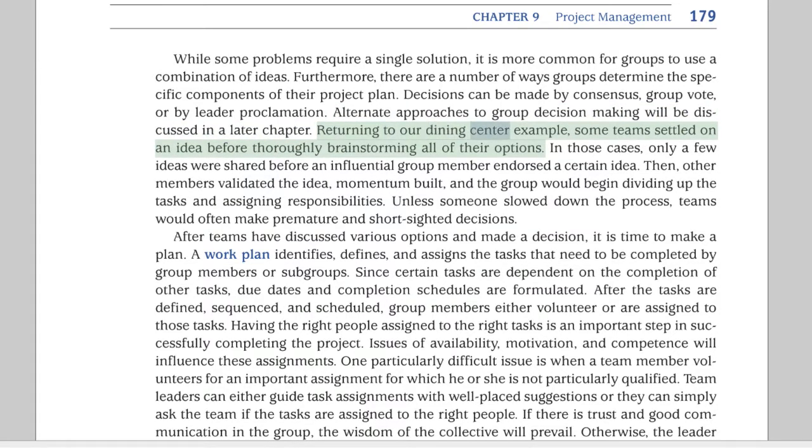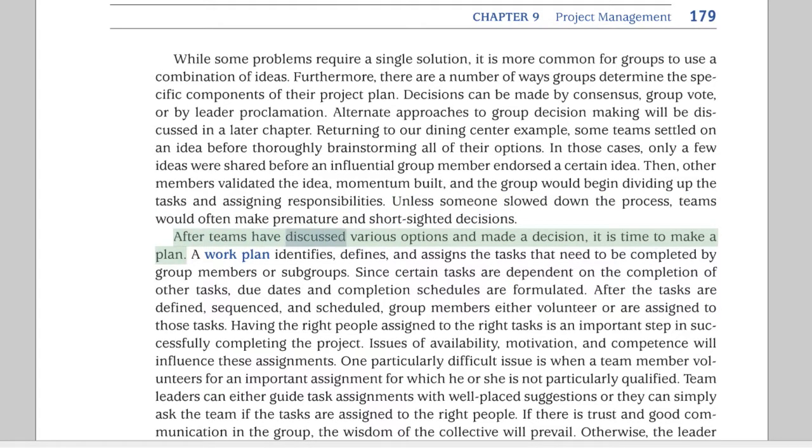Returning to our dining center example, some teams settled on an idea before thoroughly brainstorming all of their options. In those cases, only a few ideas were shared before an influential group member endorsed a certain idea. Then, other members validated the idea, momentum built, and the group would begin dividing up the tasks and assigning responsibilities. Unless someone slowed down the process, teams would often make premature and short-sighted decisions.